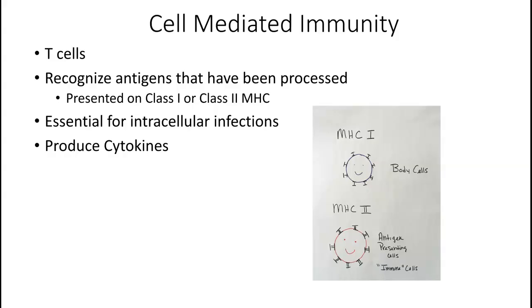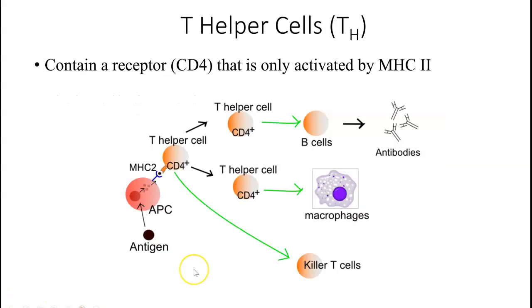Class 1 MHC we would see on regular body cells, so like skin cells, liver cells. Class 2 MHC we would see on immune cells. So this is why I call them professional antigen presenting cells. So things like our B cells or macrophages. So there's different types of T cells. And we mostly talked about our T helper cells or T sub H cells, as you can see depicted here, and our cytotoxic T cells.